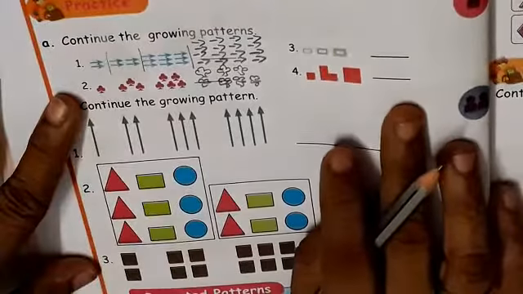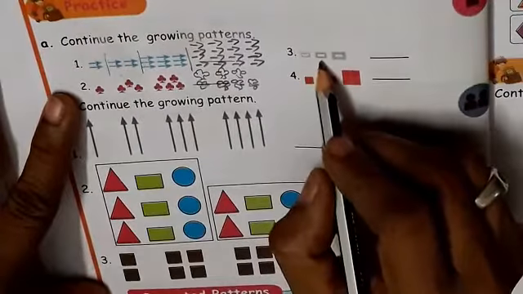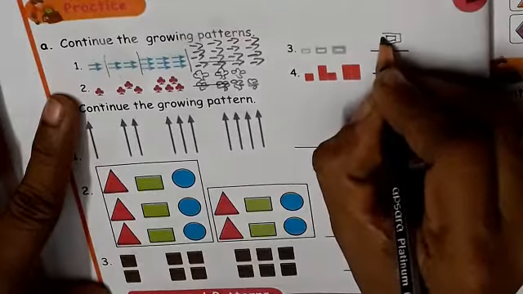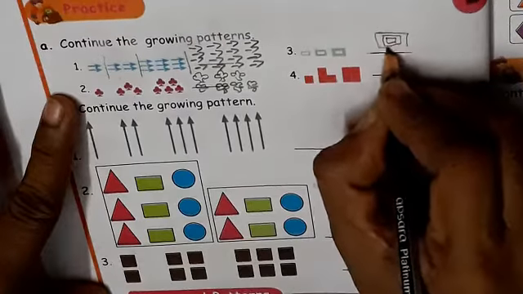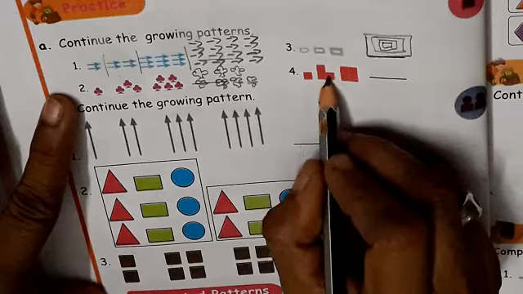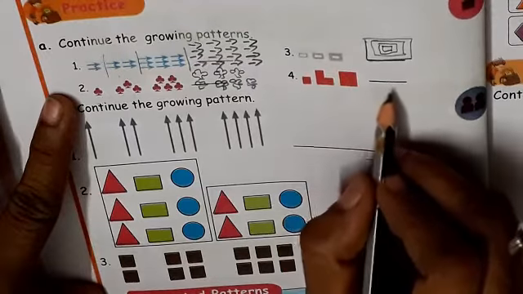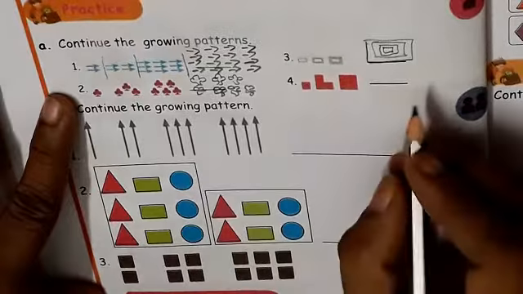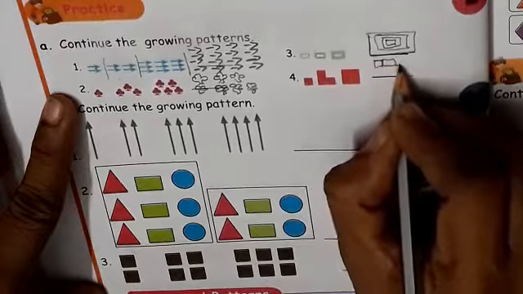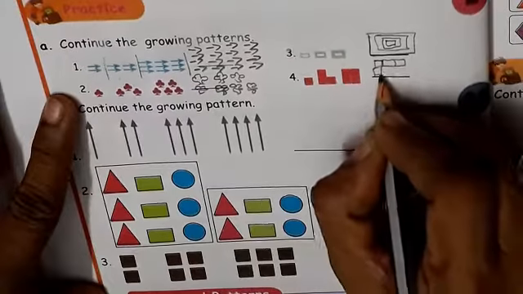See the next one. Here 1 block is there. Here 2, here 3. Now you have to draw the 4 blocks. 1, 2, 3, 4. See the next one. 1 square. Here 3 boxes and here 4 boxes and here you have to draw 6 boxes. 1, 2, 3, 4, 5, 6.